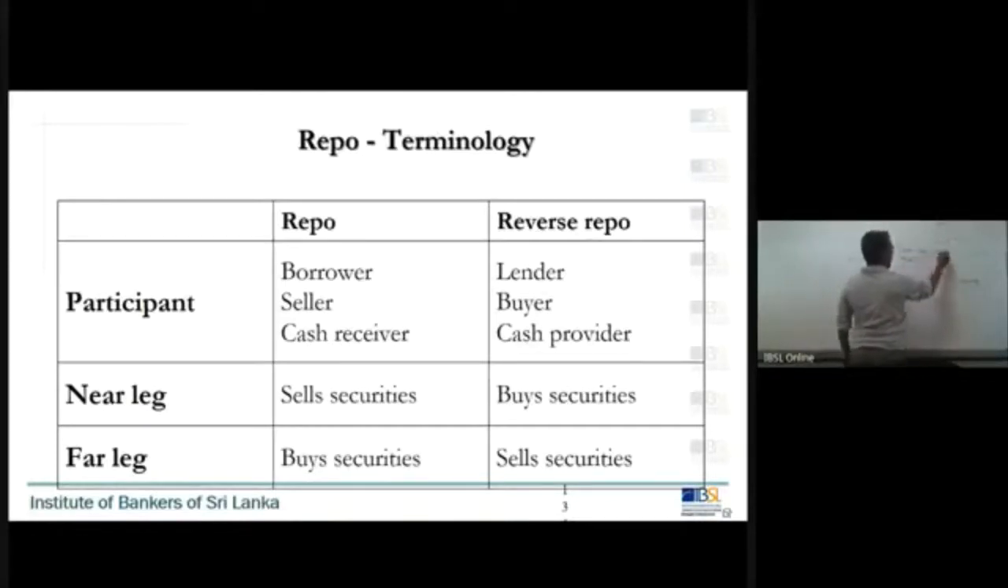Now B is the lender. A is the receiver or seller. He sells his securities and asks for the money from B. So A is a borrower. Why does he borrow? He gives his securities to B and collects the money, so he is borrowing money from B. For that, as security, what is he giving? Treasury bills.